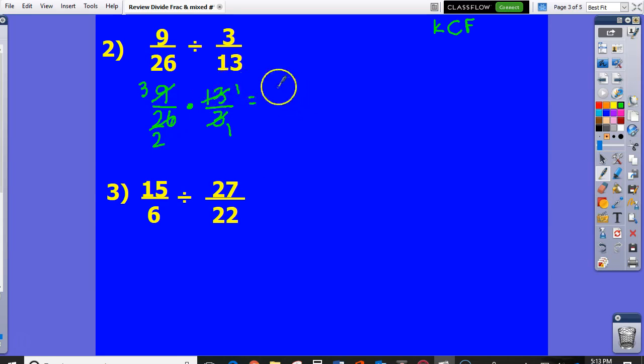3 times 1 is 3. 2 times 1 is 2. Nothing goes into 2 and 3 besides 1, so it is simplified. Box your answer, and you are correct.